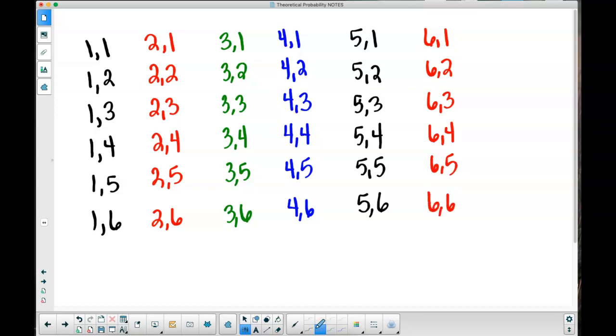How many possible outcomes are there of rolling 2 dice? When it was just 1, there were only 6 possibilities. When I roll 2, how many possibilities are there? Right, 36. Good. There are 36 possible outcomes.